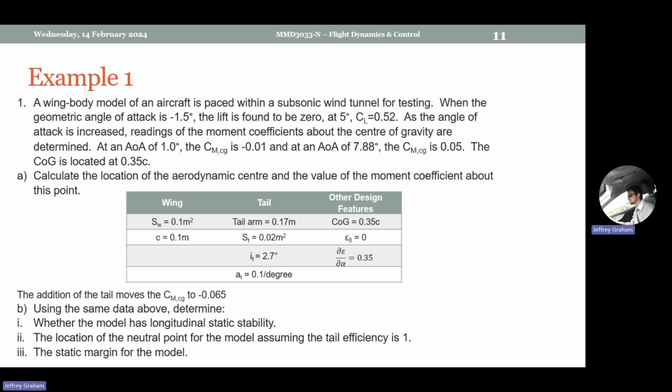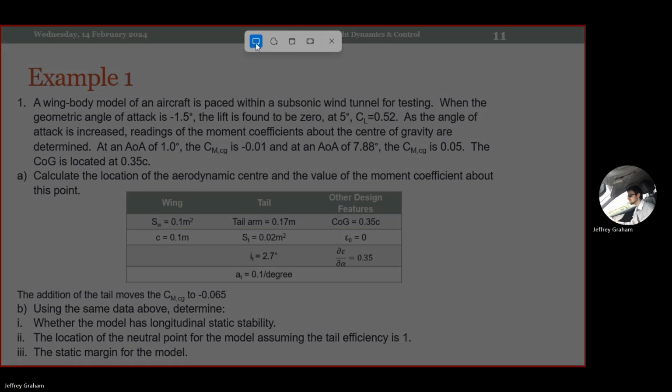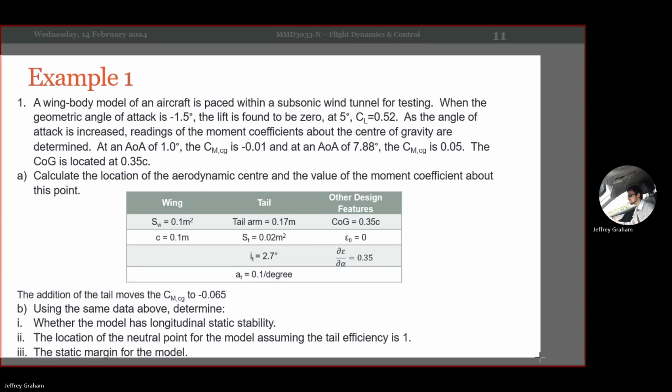Right, here's our example. Quickly with that.